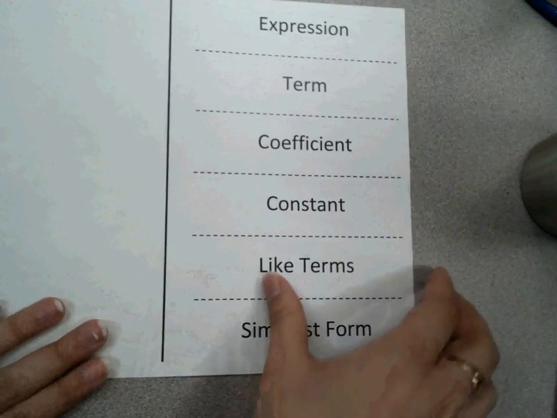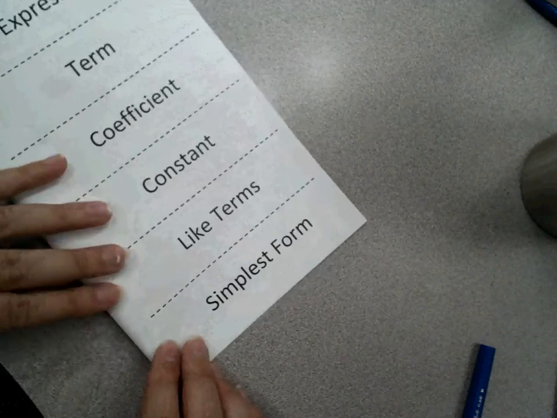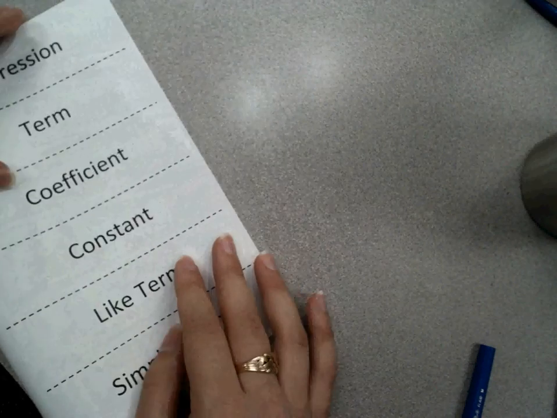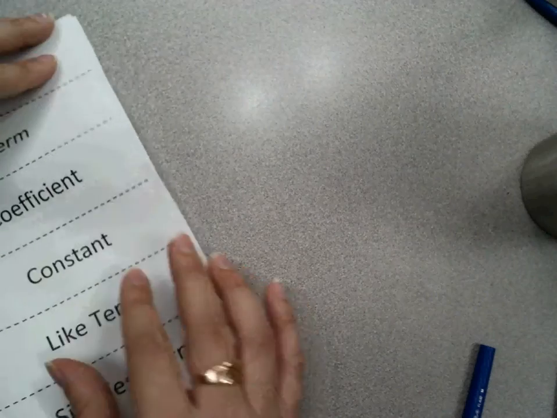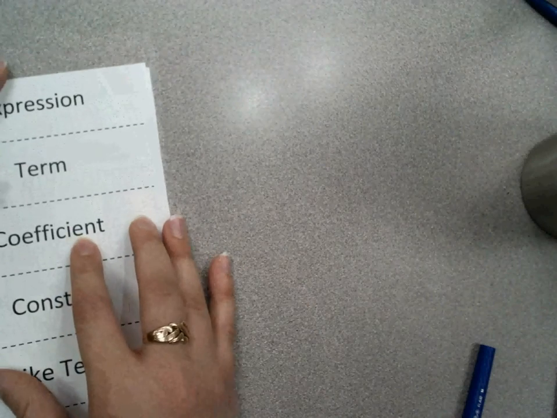Start with just our vocab sheet, and then we will glue this into our notebook after. So go ahead and just fold this in half. It's going to be a little booklet that we're going to glue in.